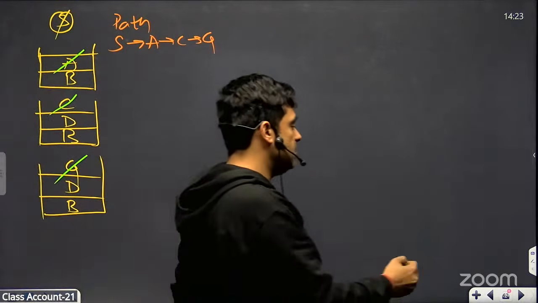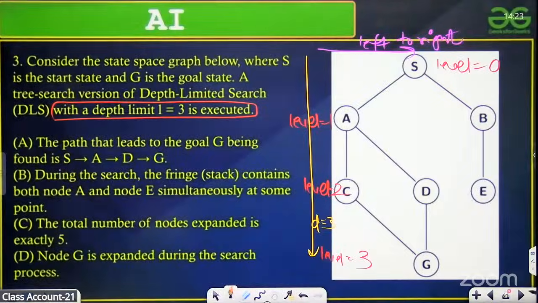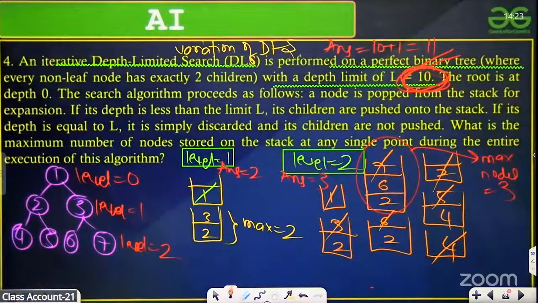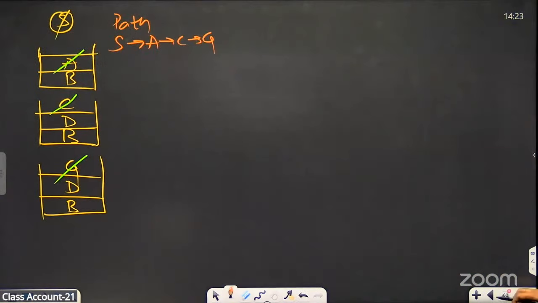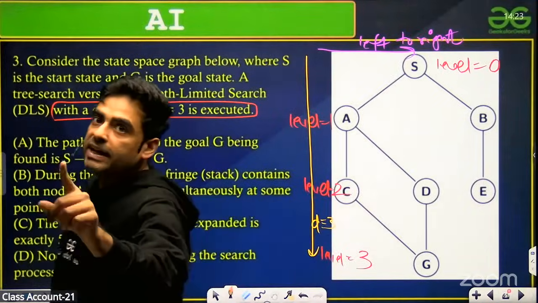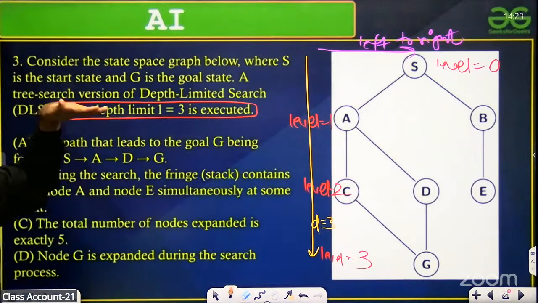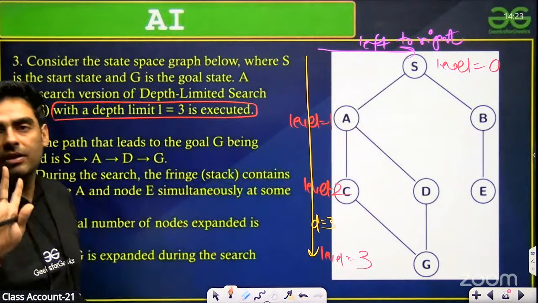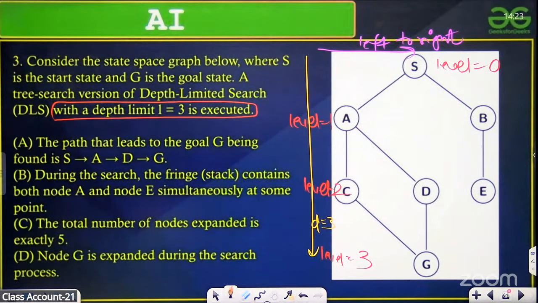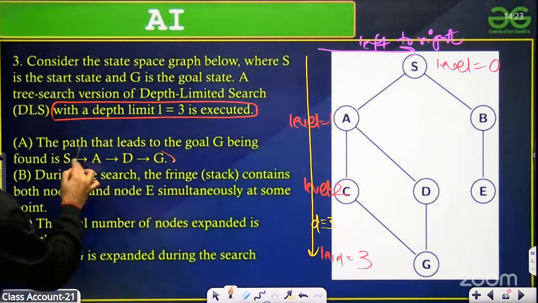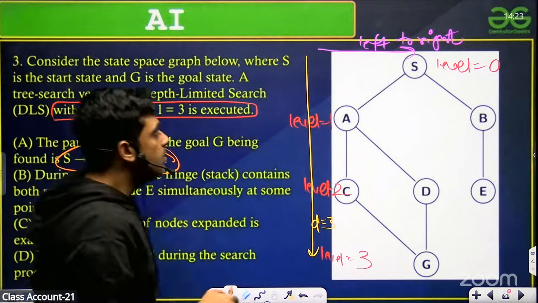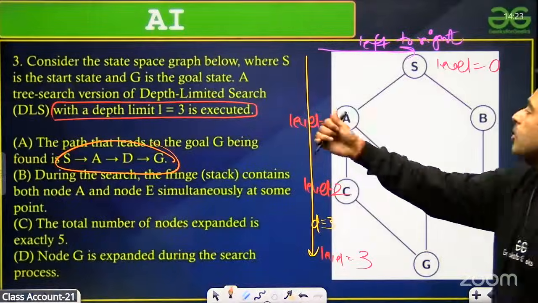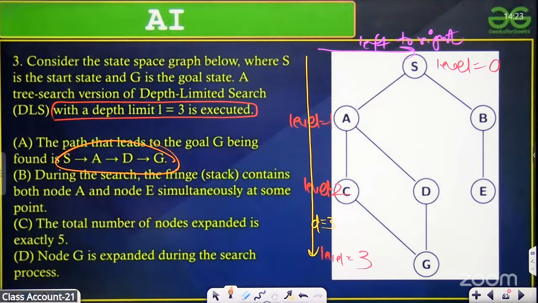If you see option A, SADG, and we are getting SACG. So this is wrong. Option A is incorrect. Always keep this in mind: we have to follow either left to right or right to left, one direction. So SADG is wrong, because we would have SACG as the path if I follow left to right implementation.